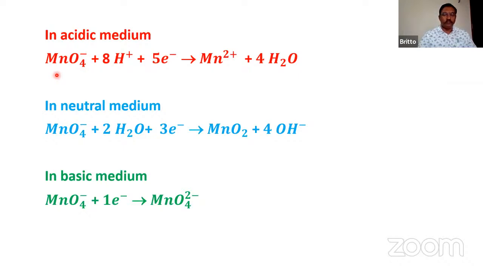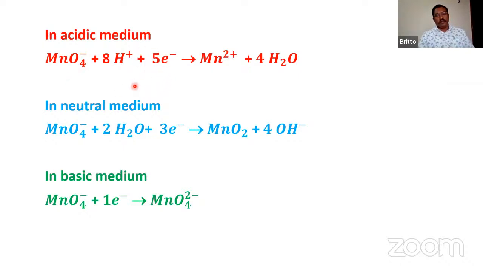And then in manganate it is plus 6. So permanganate is plus 7. From plus 7, in acid it is immediately converted to Mn2 plus, manganese ion Mn2 plus. So how many electrons are involved? 5 electrons are involved. So we put 5 electrons.